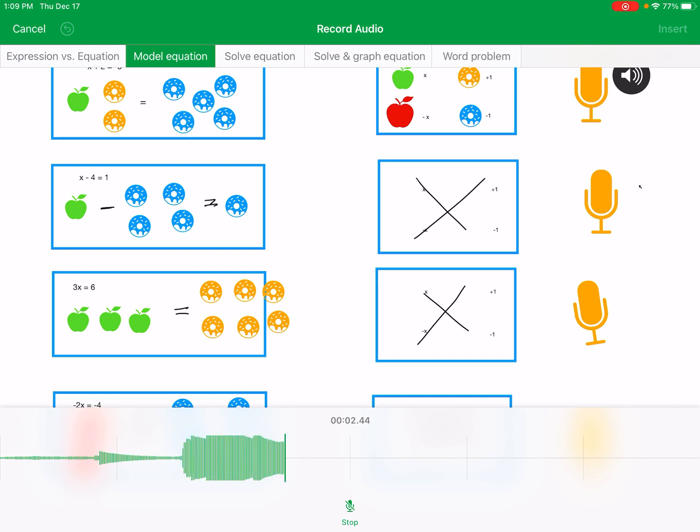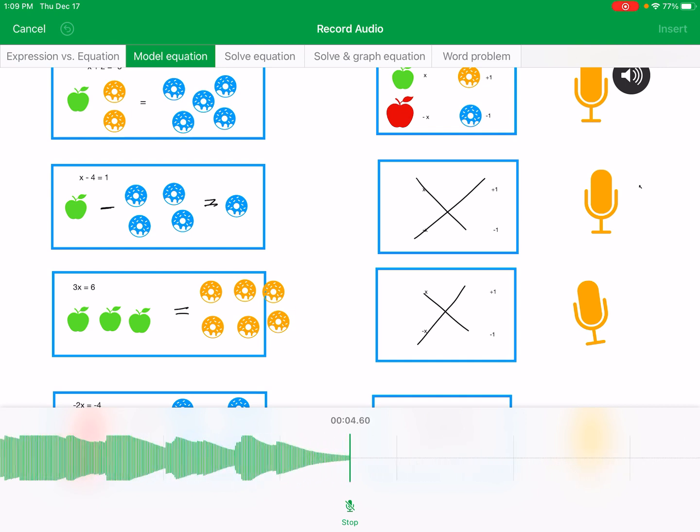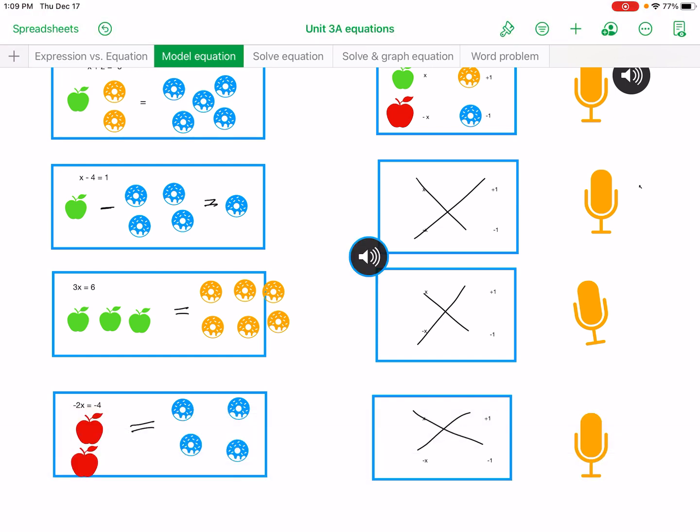and I am going to say I have x minus 4 is equal to 1. Stop. Insert. And I have just inserted right here to the second equation that I built. And if we play this back, and I am going to say I have x minus 4 is equal to 1.